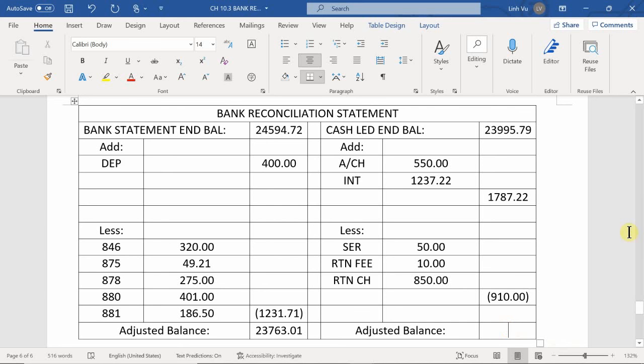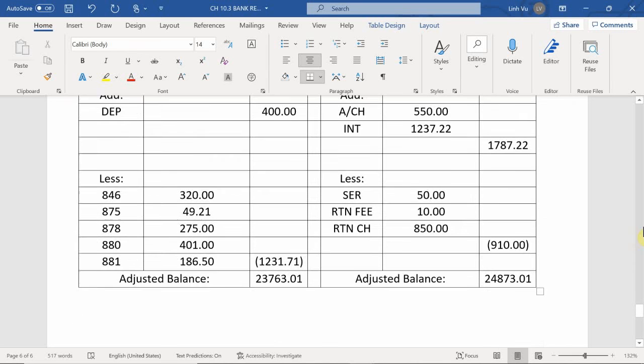If I started out with my account at 23,995.79, I'm adding 1787.22, and I'm subtracting 910. So what's my grand total adjusted balance? 24,873. And 1 cent. Okay.